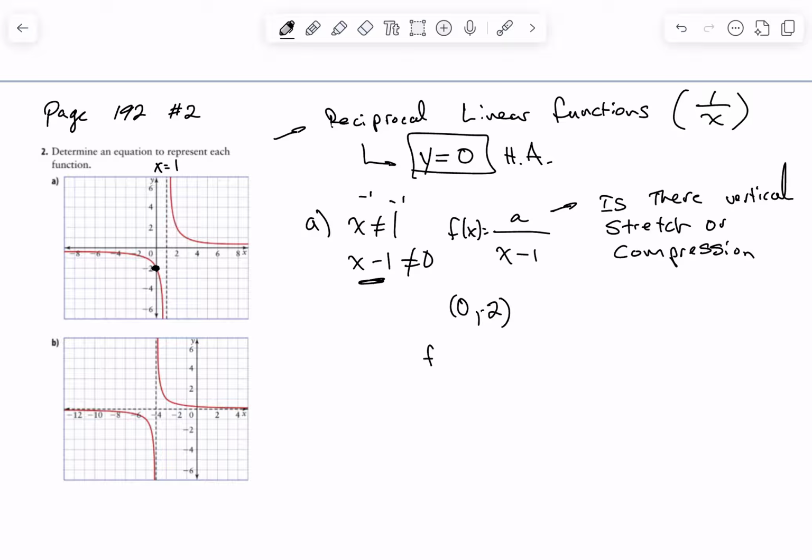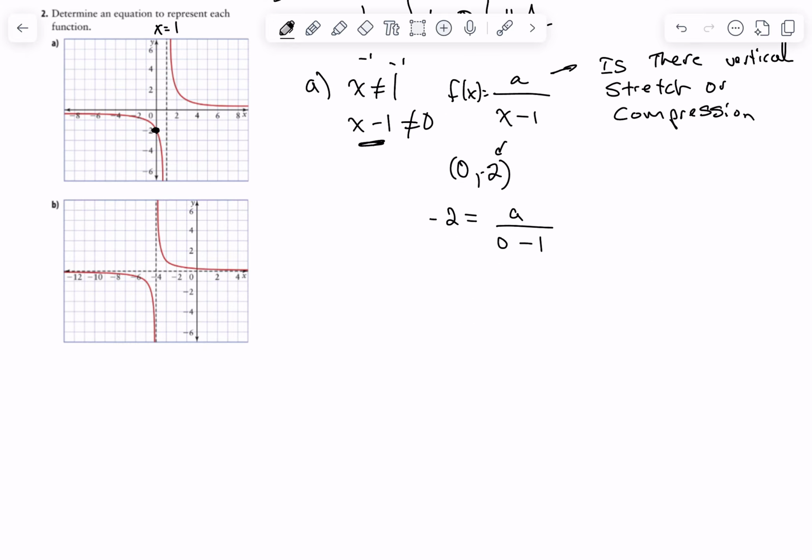And so I can actually go, well, what happens if I have 0 for x? That means the function is going to equal -2. So I can actually go -2 is going to equal a divided by 0 minus 1. Okay, and so I get -2 is going to equal a over -1, and then I can multiply both sides by -1. Okay, and we get a is equal to 2 here. Okay, just be careful. Like, you can't just assume that it's 1 over all the time.